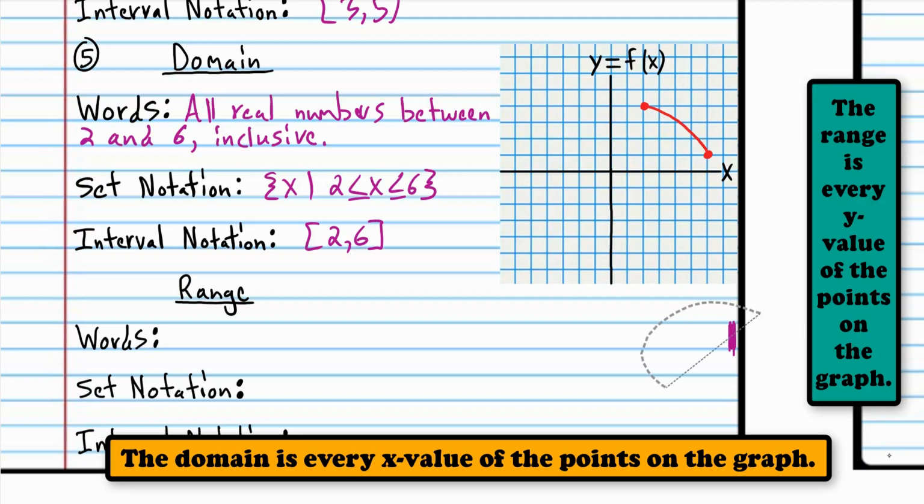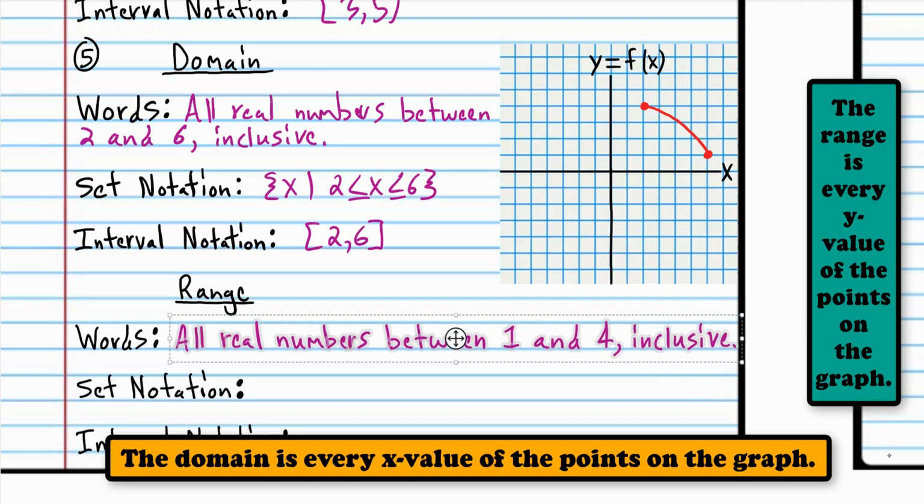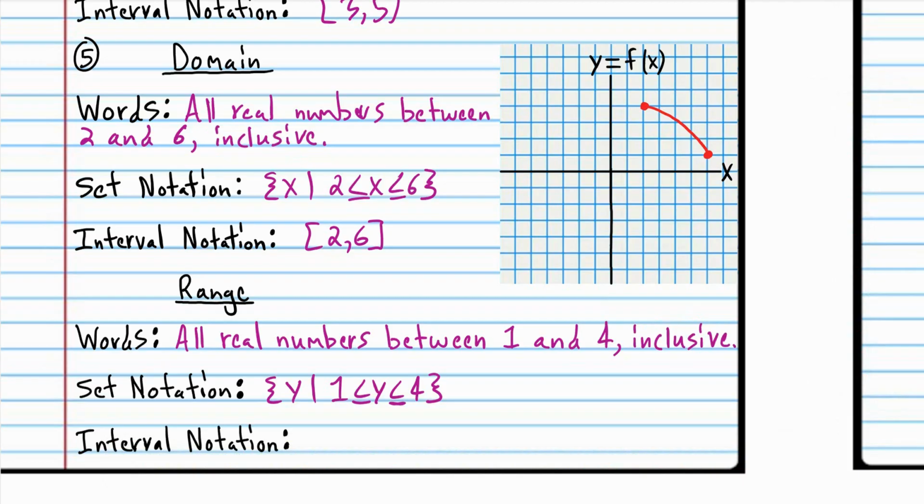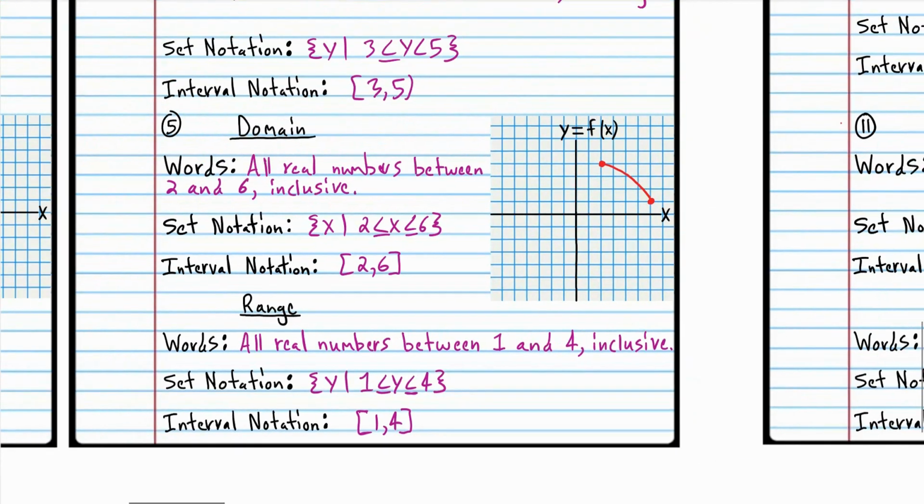The range is all real numbers between 1 and 4, inclusive. So it is the set of all y values such that y is between 1 and 4, and it can also be 1 and 4. So we need less than or equal to symbols. Remember, inclusive, see these inclusives here, that means that the endpoints are part of the domain and range. In interval notation, we use brackets, 1 comma 4. So if you got that one right, excellent.